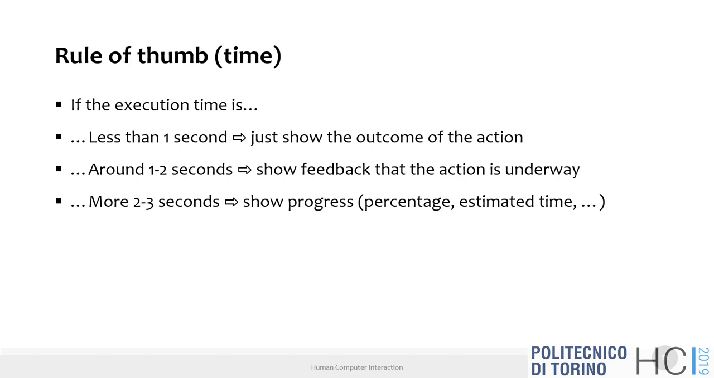So the rule of thumb, more or less, is that if the task is less than 1 second, you just need to show that the action has been executed. Okay. If it's more than that, you need some intermediate visibility. So the task has been started, maybe a waiting state or something like that, and then it has been finished. If it's more than 2 or 3 seconds, it's probably better to have an estimate, a progress bar or something like that. So as a general rule, instantaneous or quick or fast for users means 1 second.